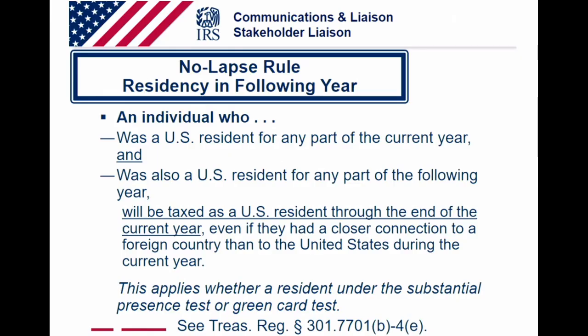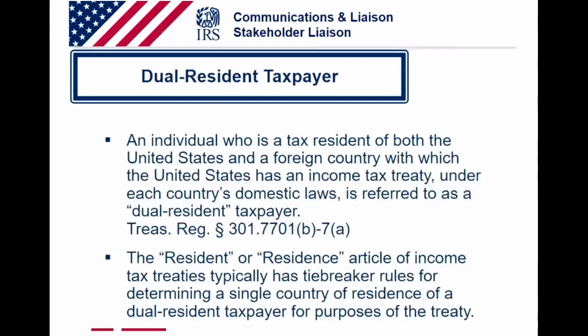So similarly, an individual who was a U.S. resident for any part of the current year and was also a U.S. resident for any part of the following year, they will be taxed as a U.S. resident through the end of the current year, even if they have a closer connection to a foreign country than to the United States during the current year. So let's change gears a bit and talk about the effect of an income tax treaty on an individual's residency status. Bethany?